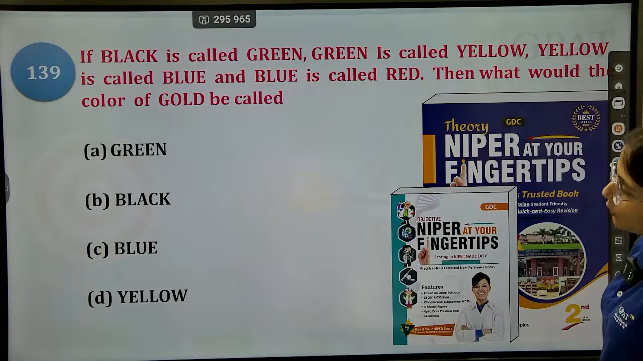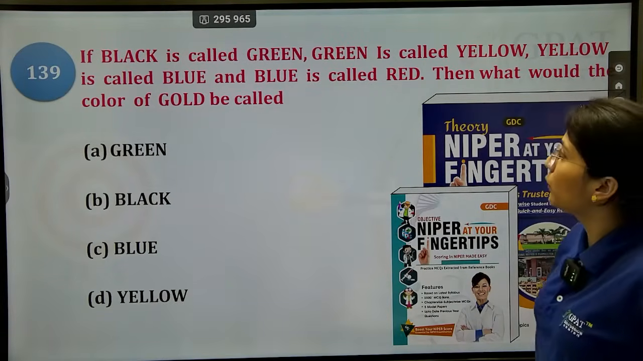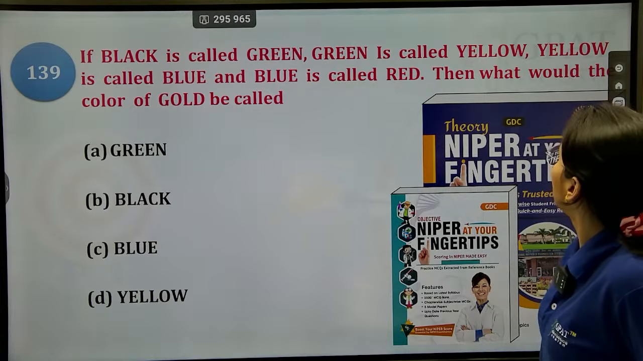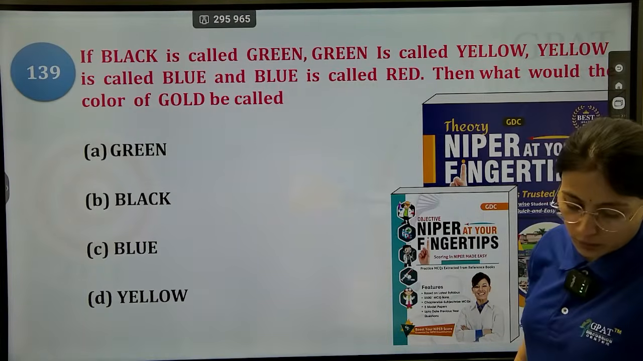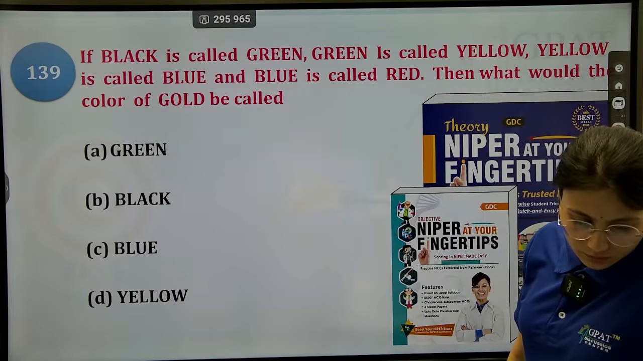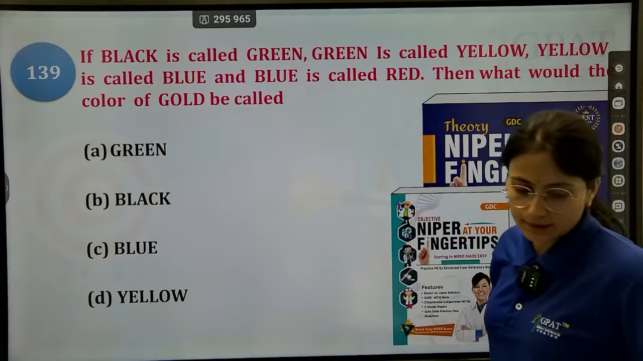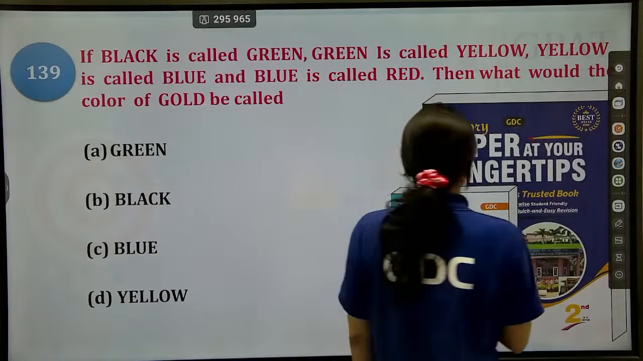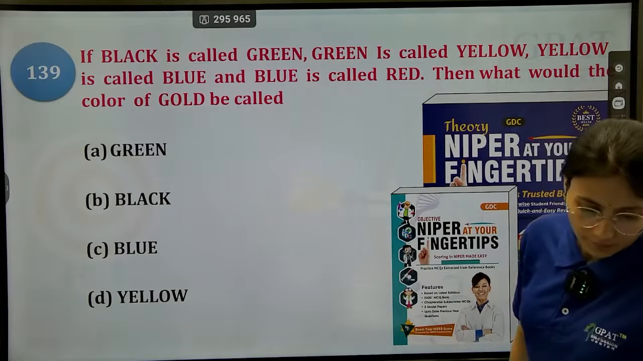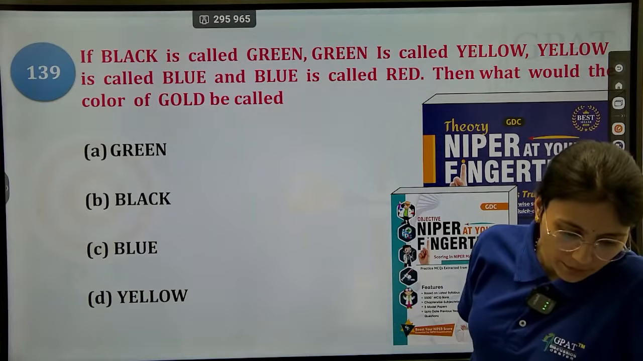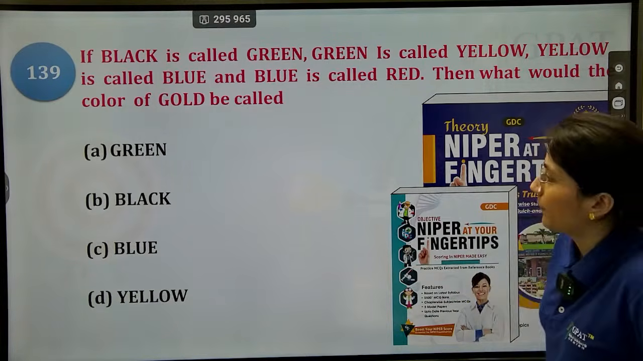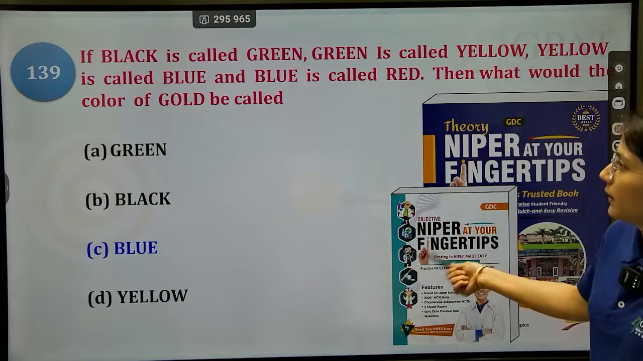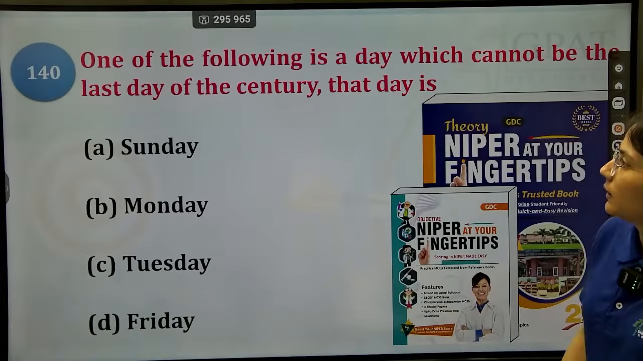Oh, not yellow, that is blue. Black is green, green is yellow, yellow is blue, blue is red. Then what would be gold? Gold is blue. Yes, yellow is called blue. Very good, Status world. Bravo. Yes, yellow is called blue. Very good, nice. Option C is correct. Now move to the next.